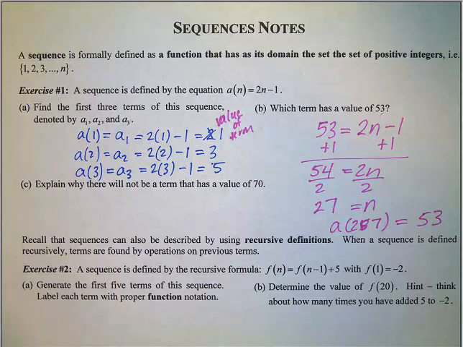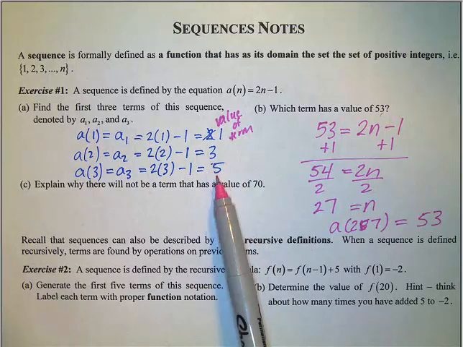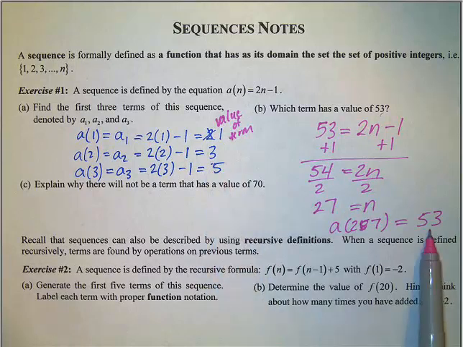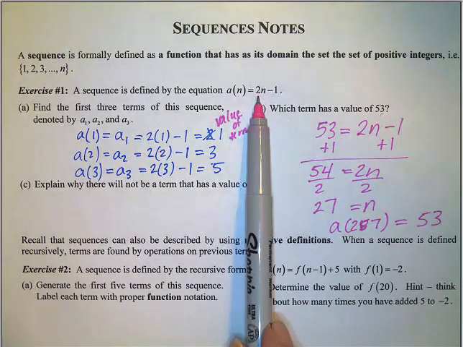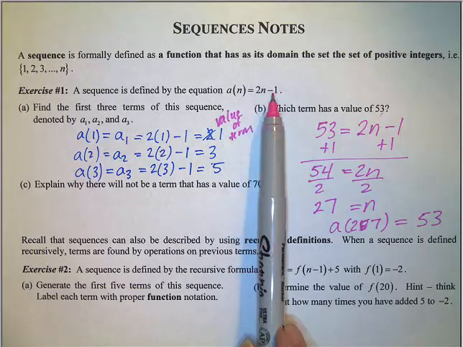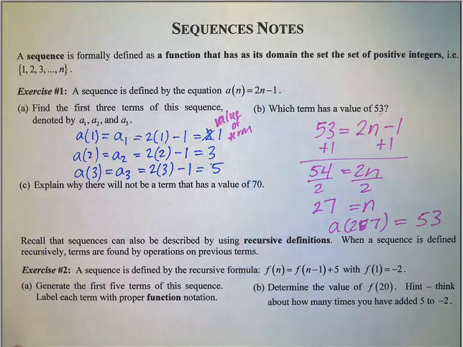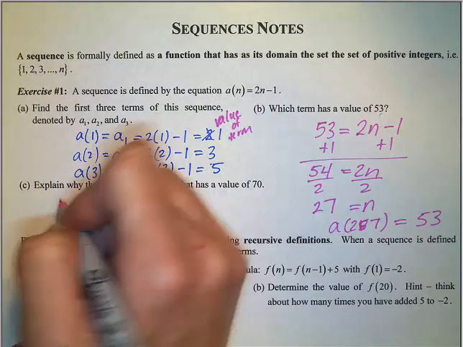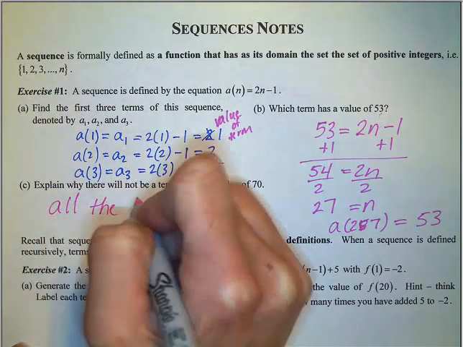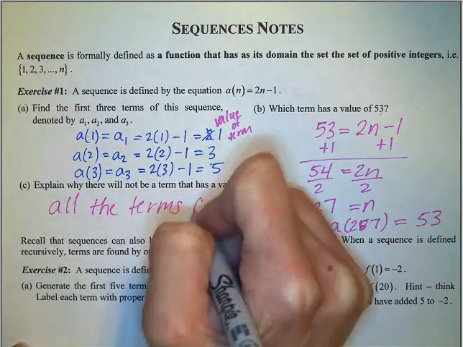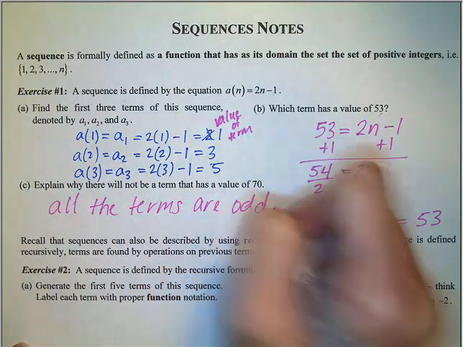So explain why there will not be a term that has a value of 70. Well, notice our four values, 1, 3, 5, 53. If I multiply by 2, it's going to become even. But as soon as I subtract 1, all my terms are odd.